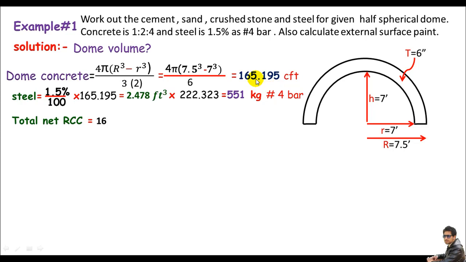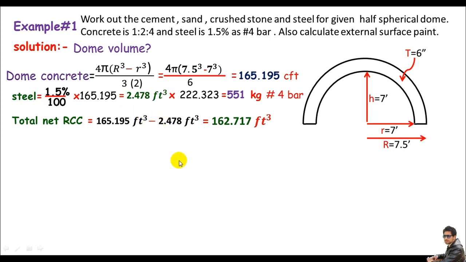So 165.195 minus 2.478 cubic feet, we can get, of course, 162.717 cubic feet as total RCC. Actually, this is PCC, right? Because we have already deducted the steel.